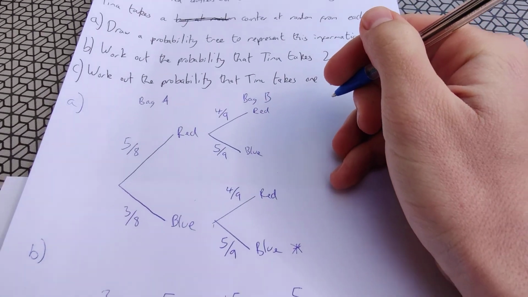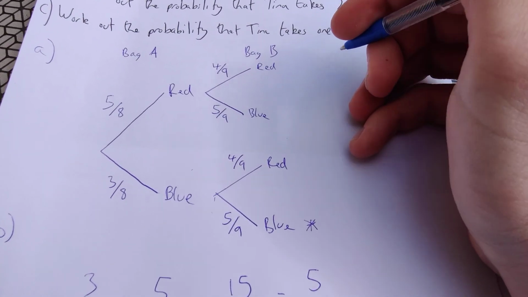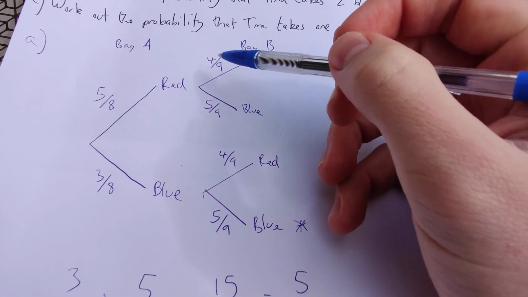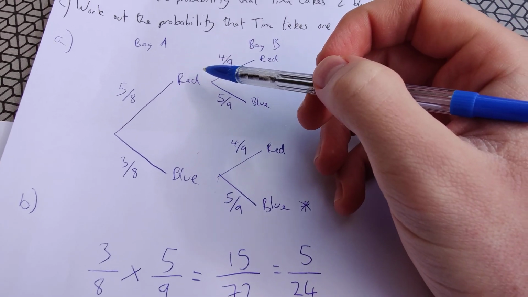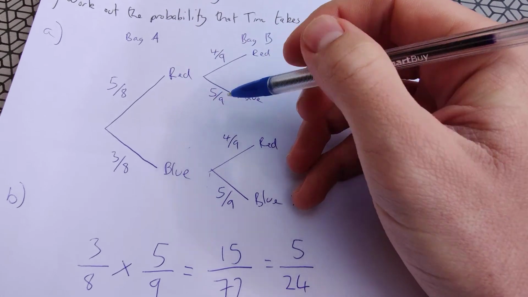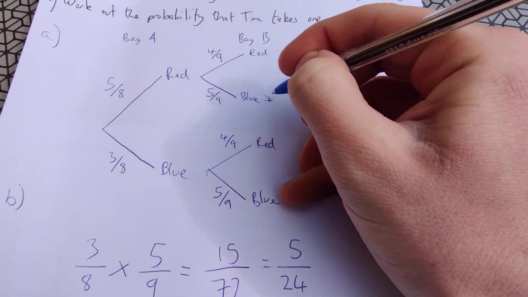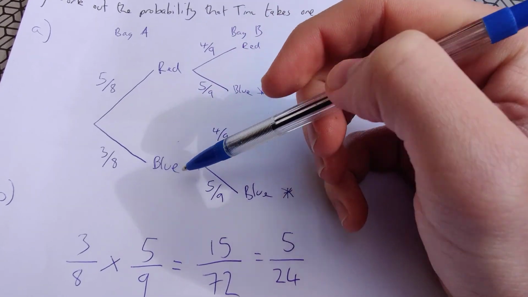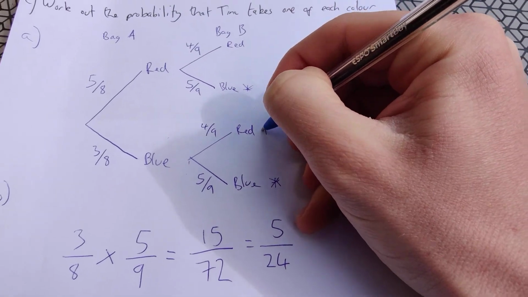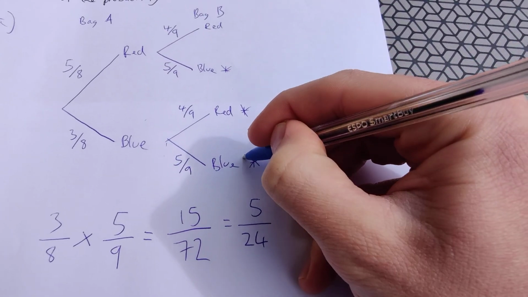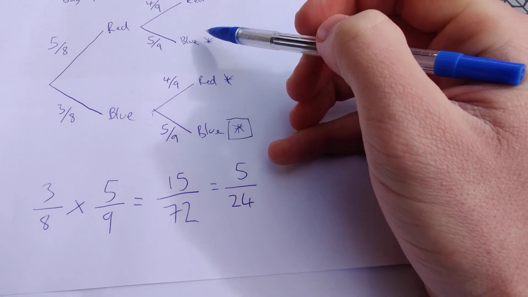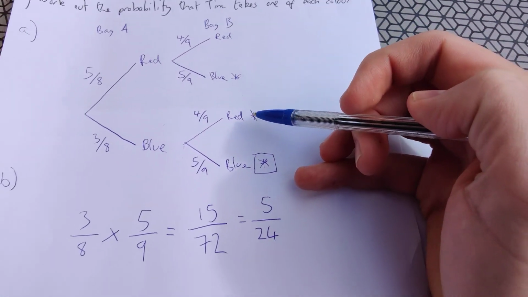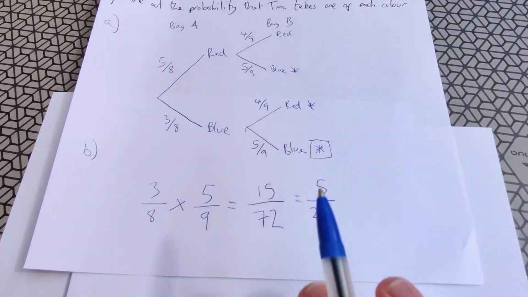I'm going to come back to my tree diagram. Now 1 of each colour, well, there's actually 2 ways she could take 1 of each colour, because it doesn't specify the order. It doesn't say it has to be in a certain order. She could take red and then blue, or she could take blue and then red. I'm just going to box off this star because I've done that one now. I can ignore that now. Okay, so I'm interested in either red-blue or blue-red. Both of those mean she takes 1 of each colour.